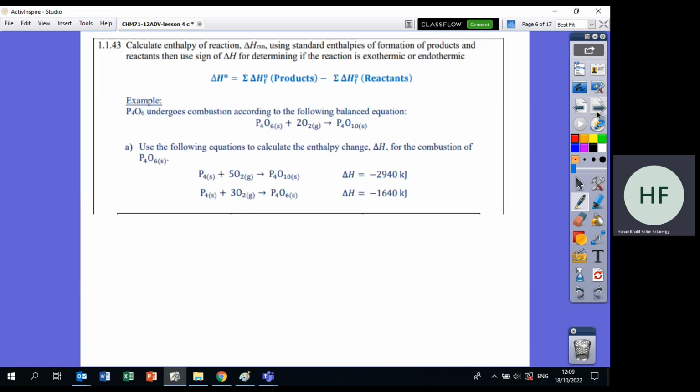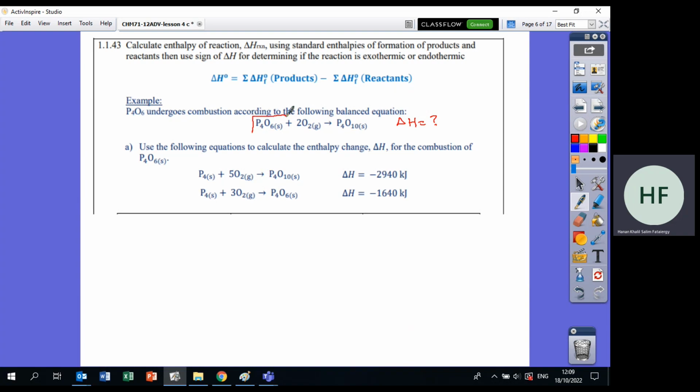Okay, now let's do another question. This question says you have this reaction and you need to find delta H for this reaction by using these 2 reactions. Now this one is easier because you have only two reactions to change. Same what we did before.